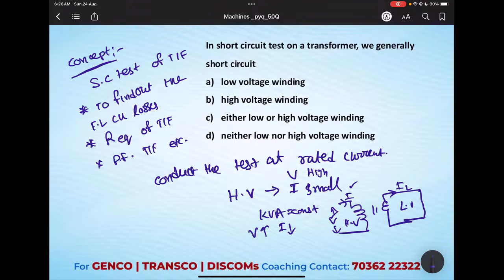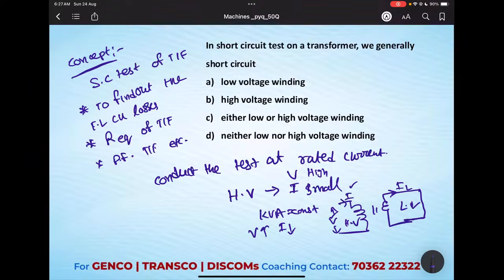If you short the LV and conduct the test on the HV winding, that means short circuit test on HV winding, you can get all the important points related to the short circuit test. That means copper losses, equivalent resistance, power factor, all parameters you can calculate at very low energy consumption. Okay, this is about the short circuit test.